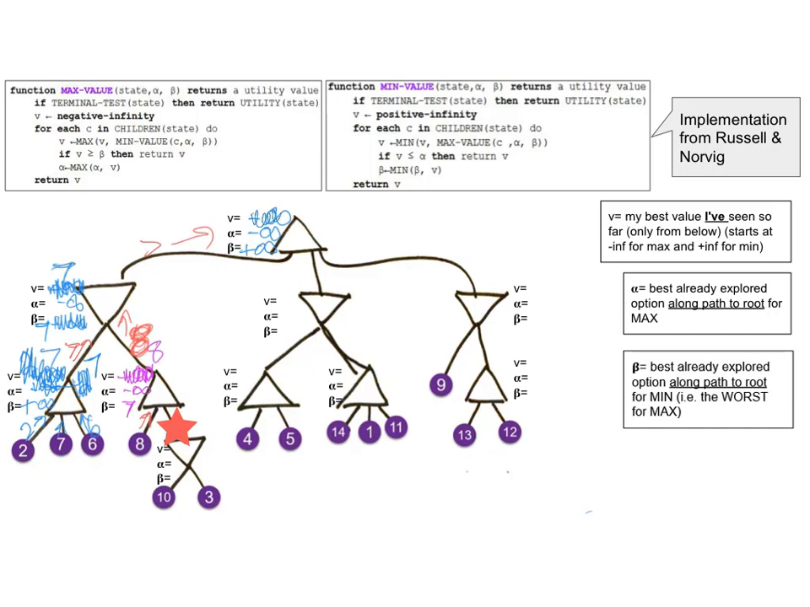So let's cross out v and make it a 7. All right. So we ran this thing. We did that. Is v greater than or equal to beta? Beta is plus infinity. V is 7. Nope. So we can't jump out of this yet. We've got to check out the other children.